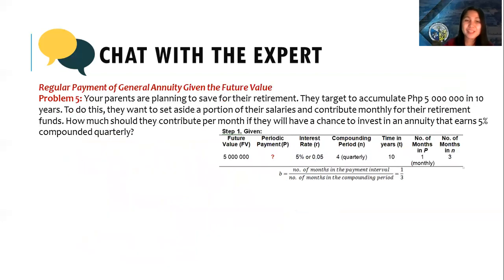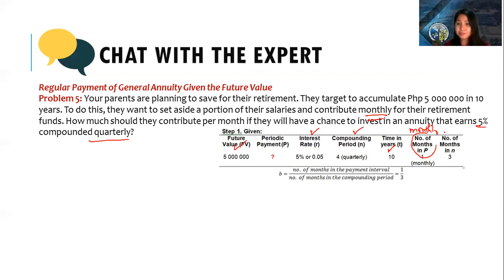The next one, your parents are planning to save for the retirement. They target to accumulate 5 million in 10 years. It's 5 million the future value in 10 years. To do this, they want to set aside a portion of their salaries and contribute monthly. Monthly, so one month every month for their retirement funds. How much must they contribute per month if they have a chance to invest in an annuity that earns 5%, that's the interest rate, compounded quarterly?